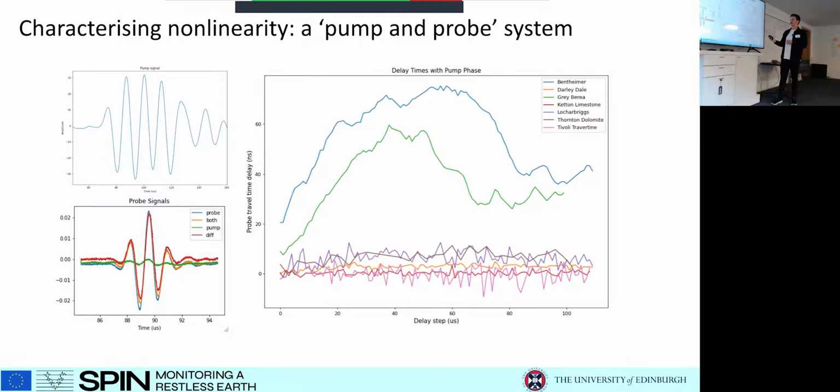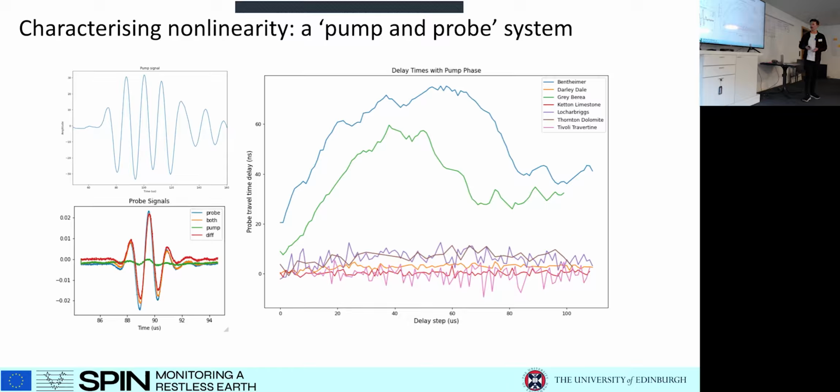So we got some really high delay times in the Bentheimer and the Brea, up towards 80 microseconds. And importantly, in the limestones and the dolomites, we only saw really a linear effect, mainly because these are just very highly cemented and they're just quite homogeneous. You don't really get those damage and healing effects that you would see.